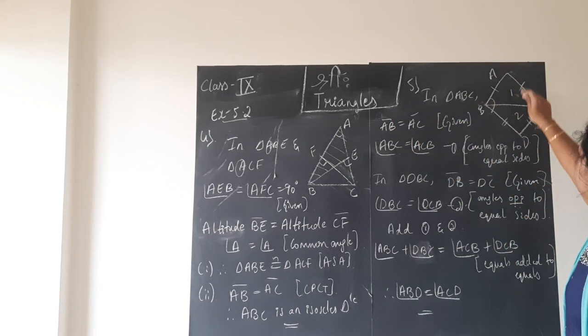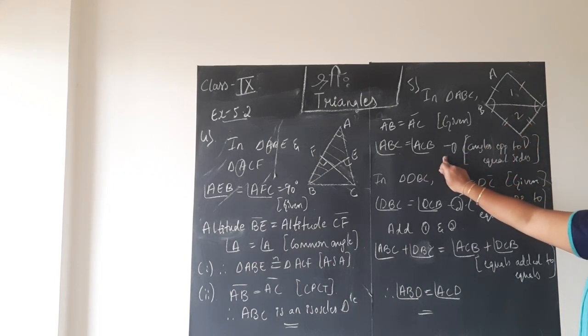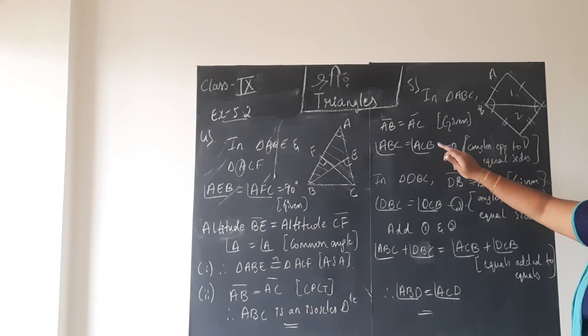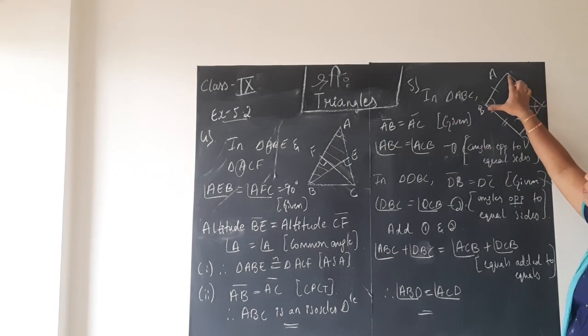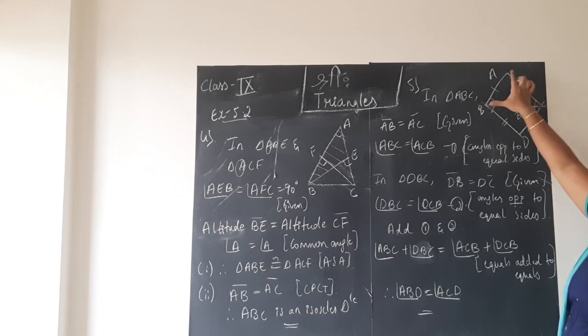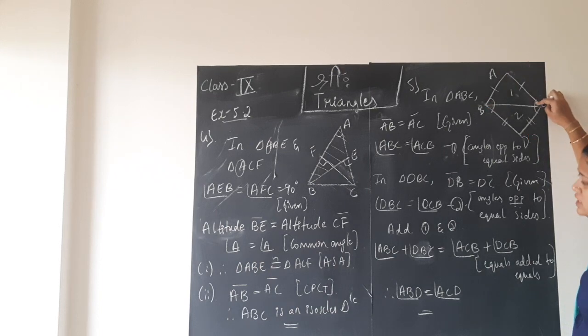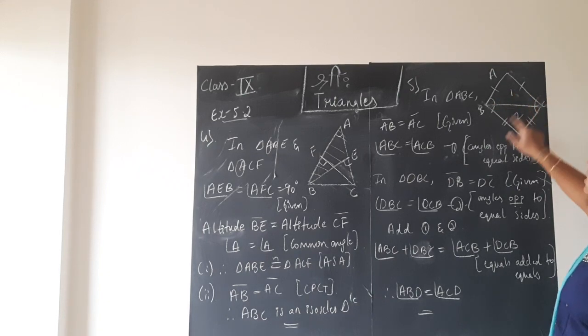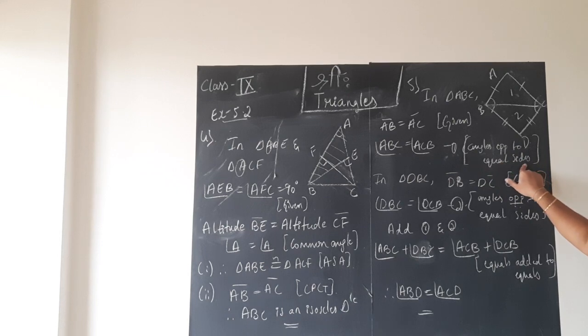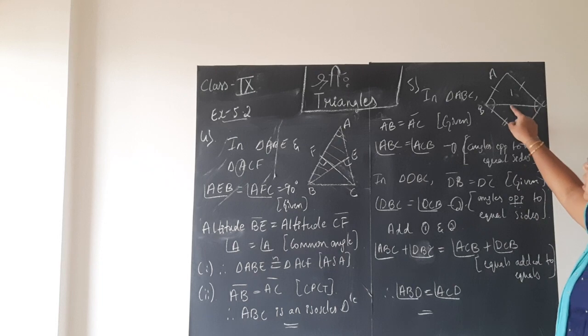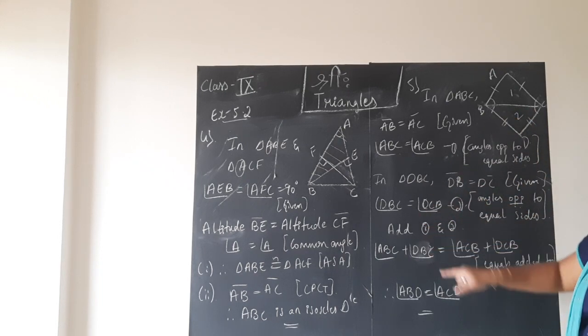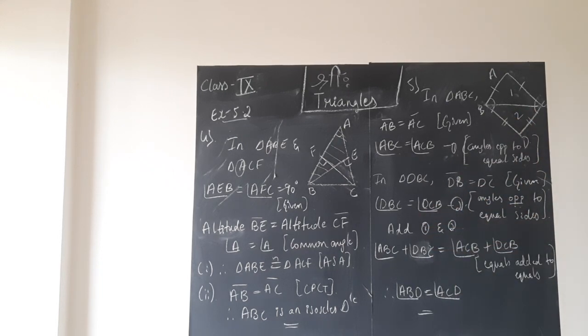Similarly, angle ABC is equal to angle ACB, I will write and call it equation 1. How can I take angle ABC equal to angle ACB? Just now we proved side AB equals AC. For the side AB, the opposite angle is angle C. Similarly, for side AC, angle B is the opposite angle. So angle B equals angle C. See, angles opposite to equal sides are equal. That is the theorem we are using, and I am calling it equation 1. The same thing I will apply to triangle DBC also. You can go through it, and I will call it equation 2, children.